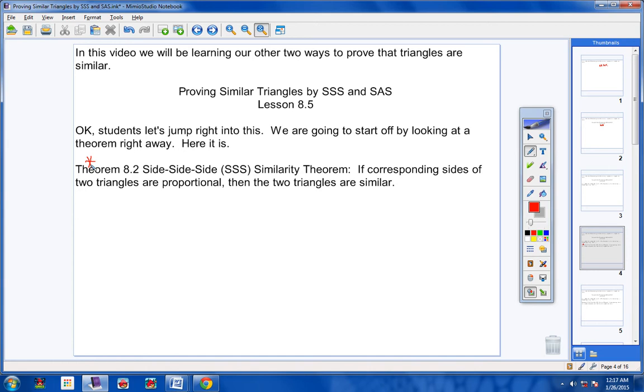It is called the side, side, side similarity theorem, and it states if corresponding sides of two triangles are proportional, then the two triangles are similar. Okay, I'm going to pause a second while you copy that down. If corresponding sides of two triangles are proportional, then the two triangles are similar.